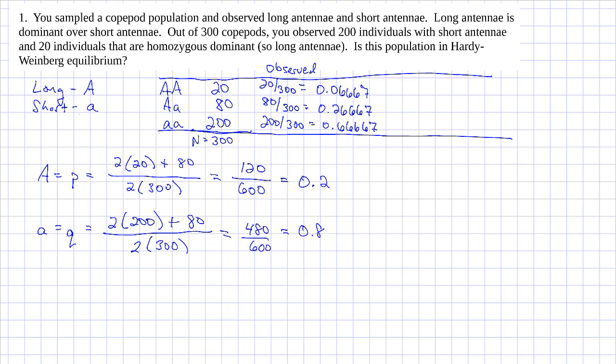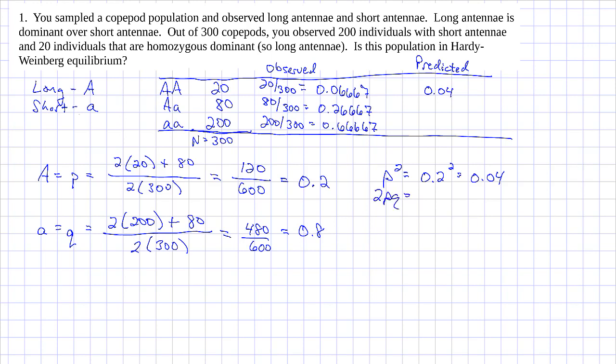With these allele frequencies, I'll now calculate our predicted frequencies, assuming that our population is in Hardy-Weinberg equilibrium. So p squared is 0.04. That is our predicted homozygous dominant genotype frequency if our population is in Hardy-Weinberg equilibrium.